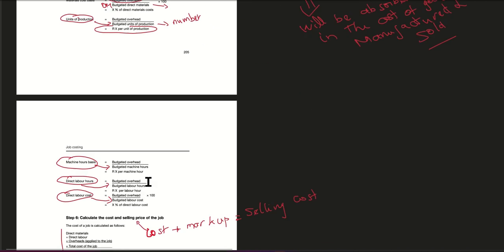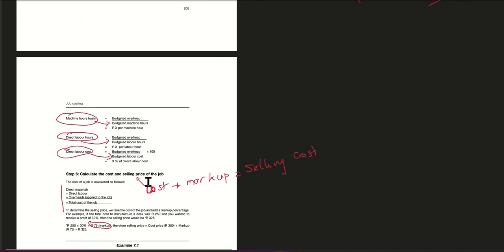In case the basis is the machine hours basis, right? If they give you the machine hours and tell you that this is the basis on which we did the allocation of overhead, simple. You just take the budgeted overhead and divide it by the budgeted machine hours. Straightforward. That will give you an X rand amount per machine hour. That's what you want to have. It's very important: X rand amount per machine hour.